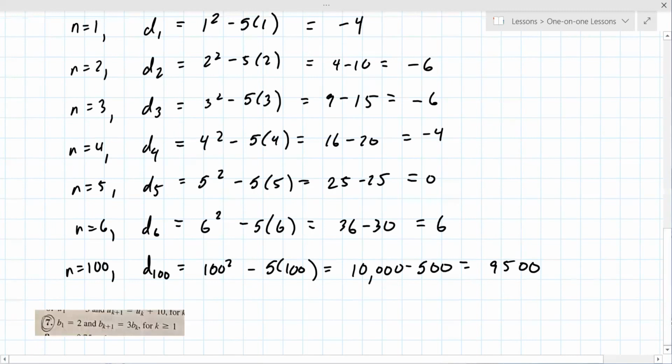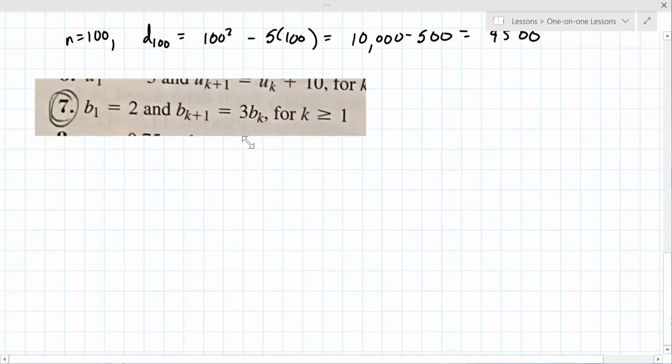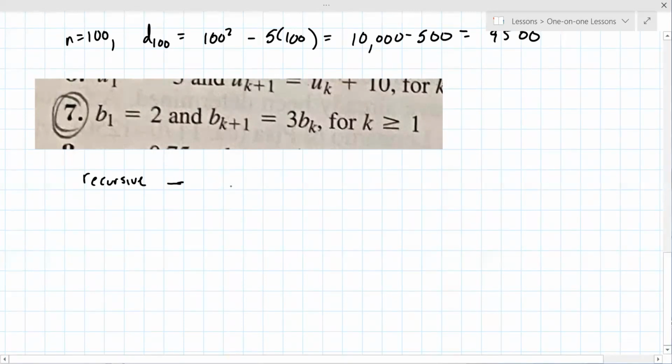So let me snip in the next question, number 7. And the instructions here, they say, find the first 4 terms and the 8th term of the recursively defined sequence. So the word recursive here, it means that the next relies on the previous. Okay, so I'll try to explain that here.